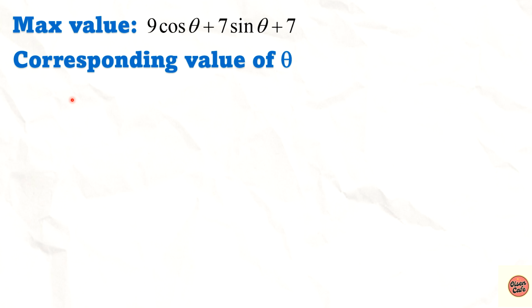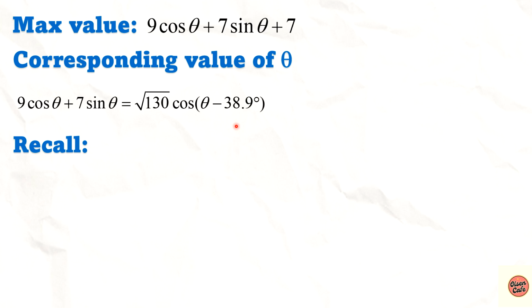In almost all questions involving the R formula, you will be asked to find either the maximum or the minimum value of the expression and also the corresponding value of the angle. So let's see how we can solve for them. Earlier on, we have already expressed 9 cosine theta plus 7 sine theta into R formula form.